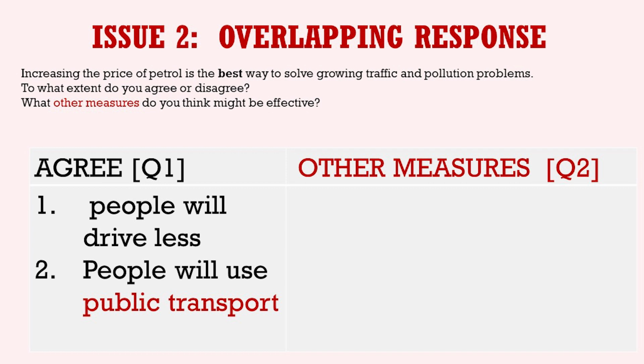Now, in this essay, the student wrote a great paragraph about why he agreed, and he's got the idea people will drive less, but then the next idea, people will use public transport. The problem with putting this into the paragraph addressing the first question is that it also kind of addresses the second question. And so this is not great. This is what I mean by an overlapping response.